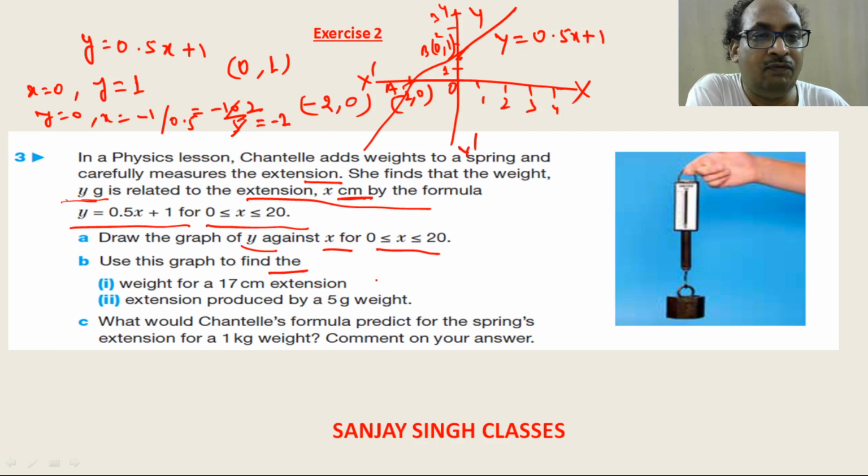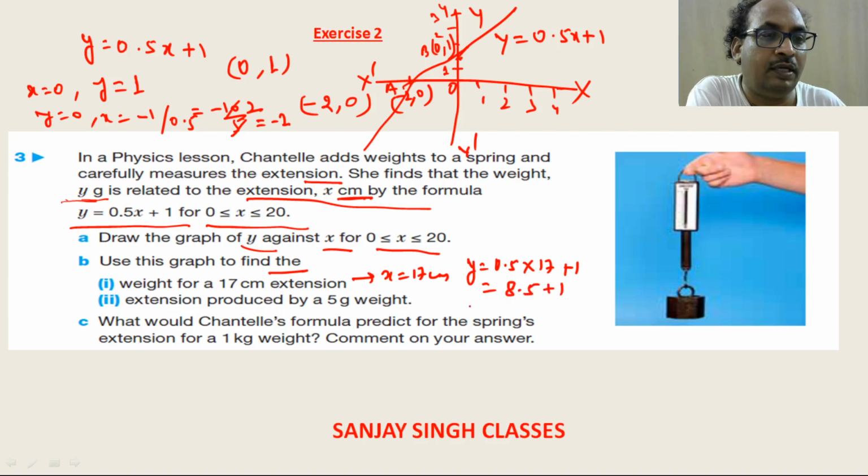So the weight for a 17 centimeter extension. It means we are given x equal to 17 centimeter, and we need to find the weight, the y value. So y is equal to 0.5 into 17 plus 1. It is giving 8.5, 8.5 plus 1, and y is equal to 9.5 gram. So the weight will be 9.5 gram.